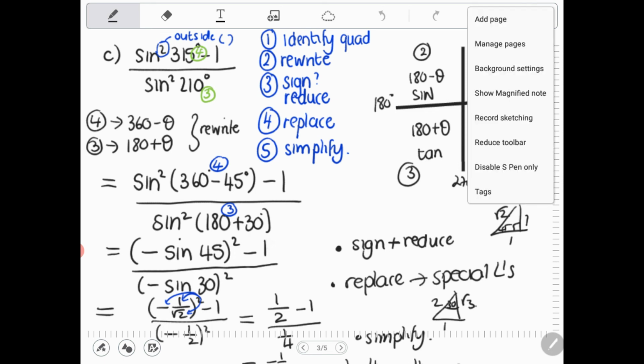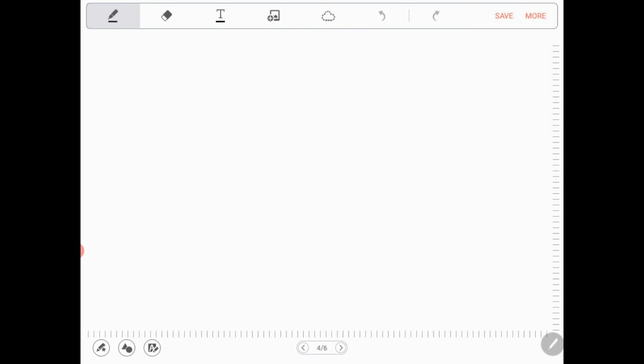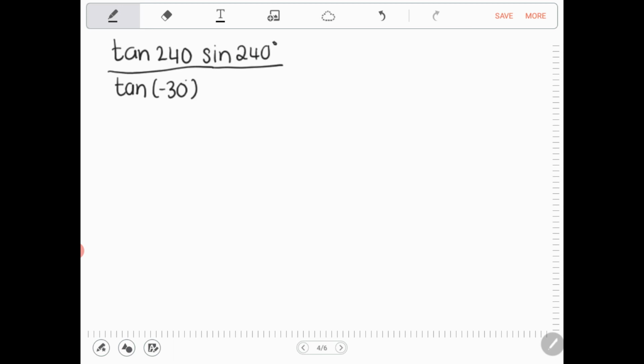Add a page. Okay, let's try one more. Let's try tan 240. Tan negative 30. Sine 240. Cos squared 135.